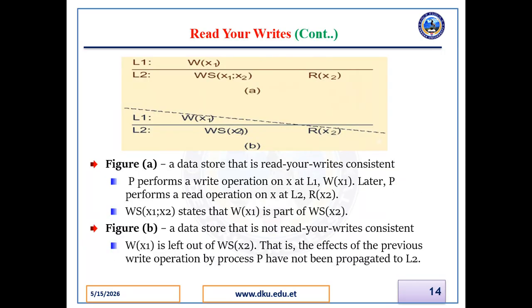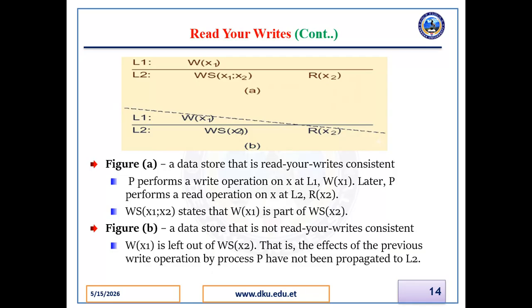Let's observe images A and B here also. A is correct and B is not correct. So let's elaborate why A is correct and B is not correct. The same thing from the view of X1: it is not propagated to L2, or local copy 2, which is why B is not correct, but in A it is already propagated, so it is correct.